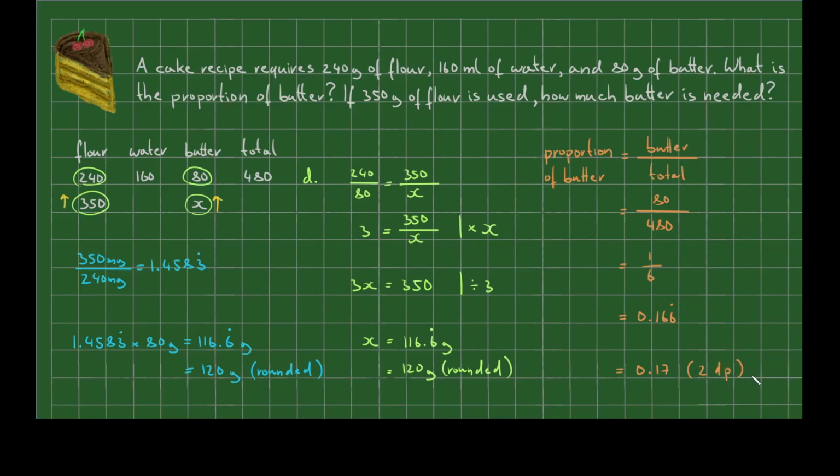Recall that we can express a proportion as a percentage too. I would need to take this decimal, 0.17, and multiply it by 100%. That would give me 17%. And so I could say that the proportion of butter in this cake is 0.17, or 17% of this cake is butter.